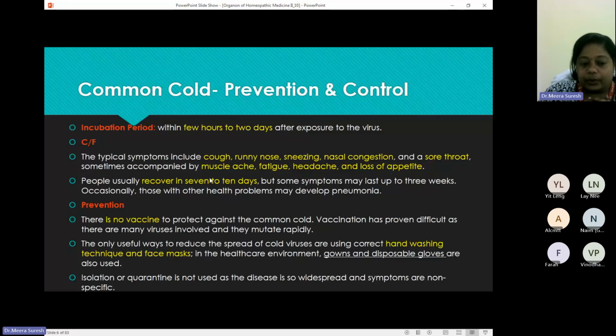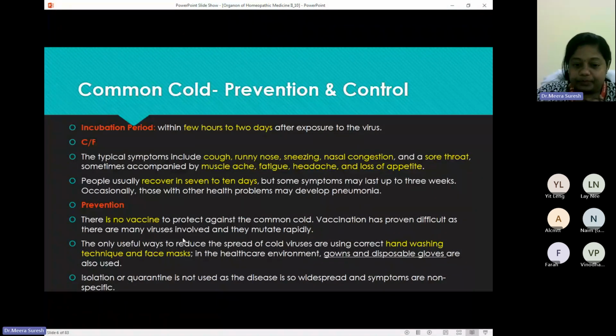People usually recover in 7 to 10 days, but sometimes the symptoms may last up to 3 weeks. It is usually self-limiting, with no need to take much medicine. It is always told as a joke in India: if you take medicine for a cold, it will go off in 7 days; if you don't take medicine, it will go off in 1 week.